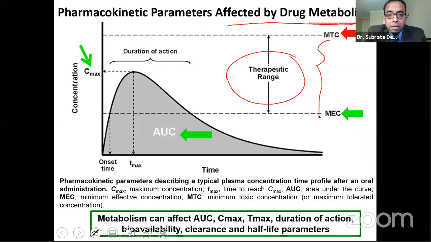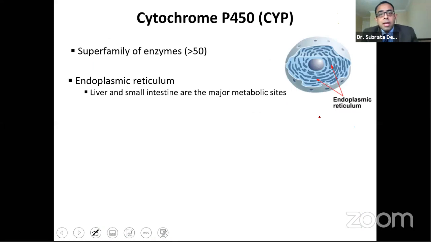You can see typical PK parameters such as area under the curve and Cmax. All of these are, or could be, affected by drug metabolism because they deal with concentration. Anything which deals with concentration is going to be affected by metabolism. Now, CYP enzymes, like I said, are one of the major classes or superfamilies of enzymes present in the liver and small intestine, the two major metabolic sites. And they are present in the endoplasmic reticulum, as shown in these blue colored bags.